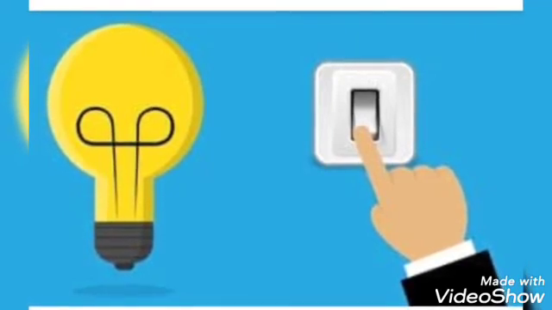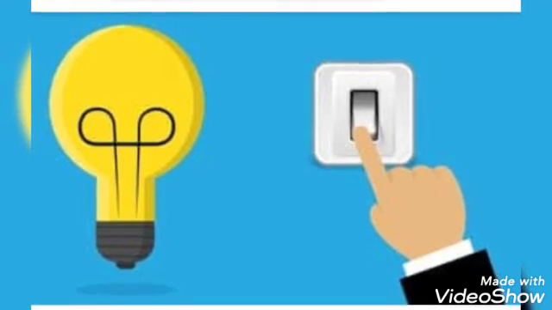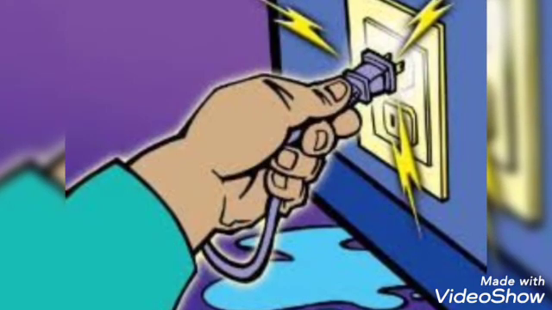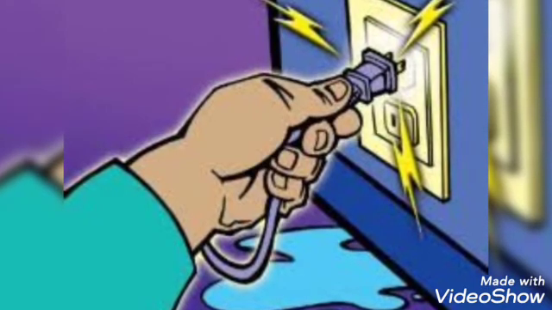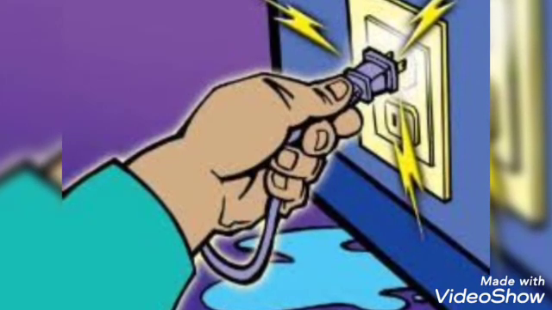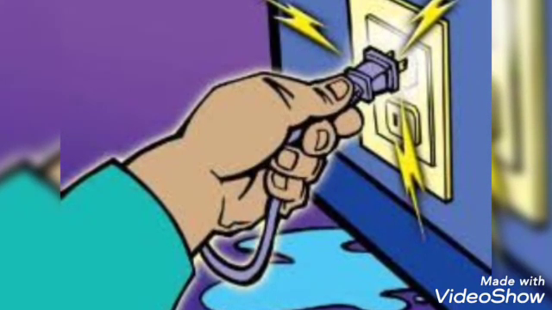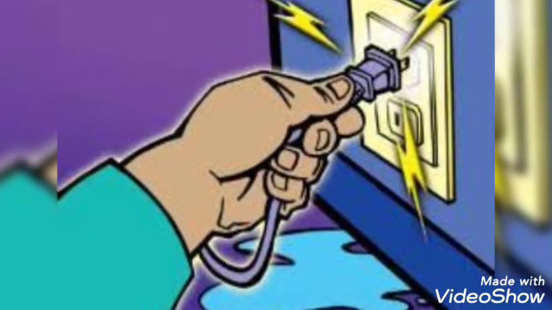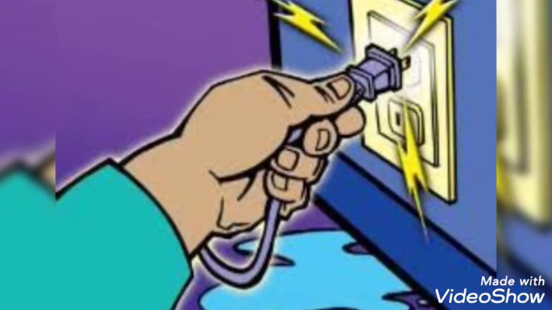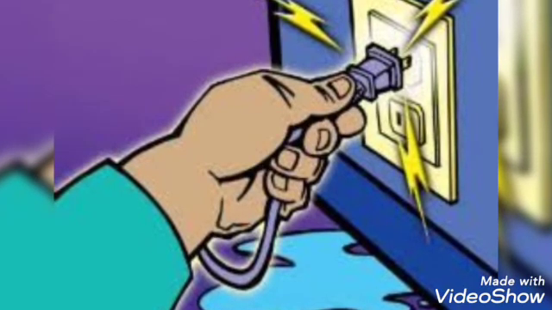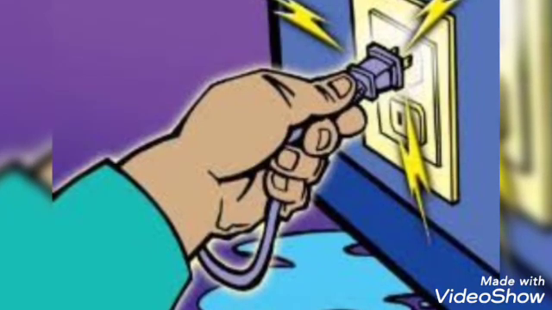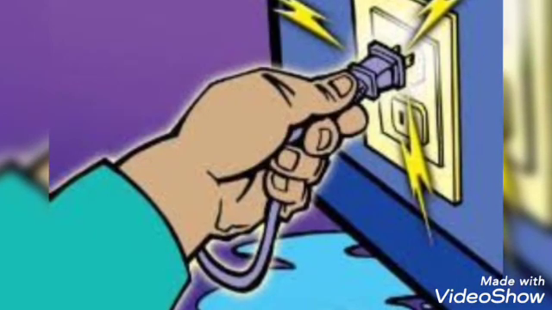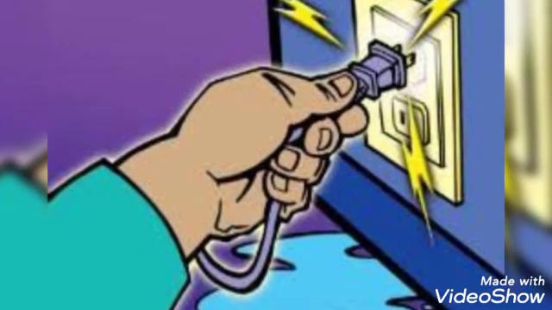Next, do not play with electrical things such as a table fan. Children, always remember, we must not play with electrical things like a table fan, mixer grinder, geyser, refrigerator, and many more electrical appliances present in our home. So always remember not to use them or play with them, okay, without your elders' permission.